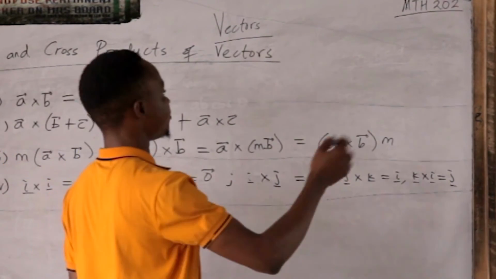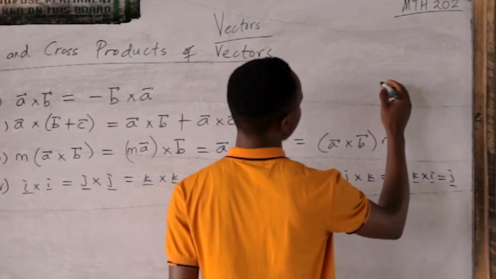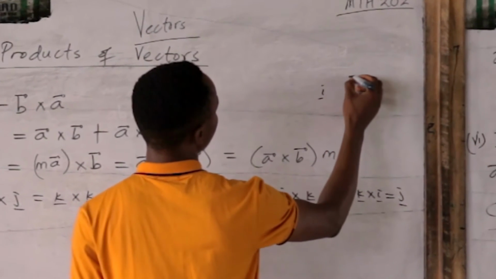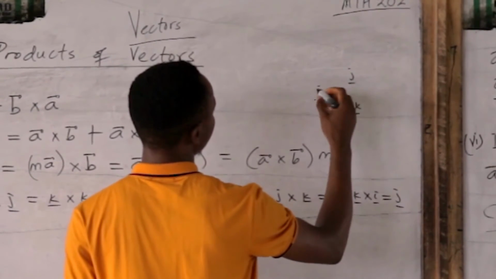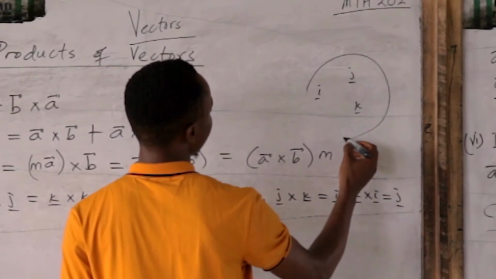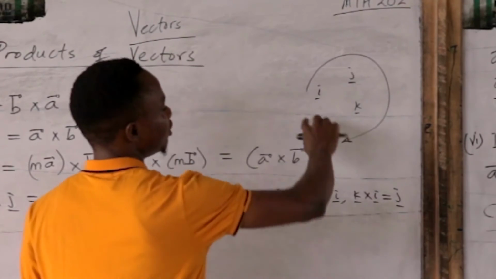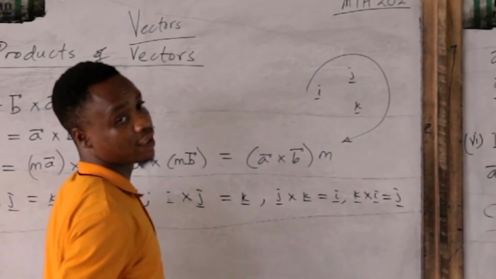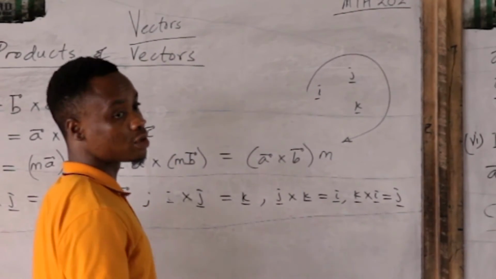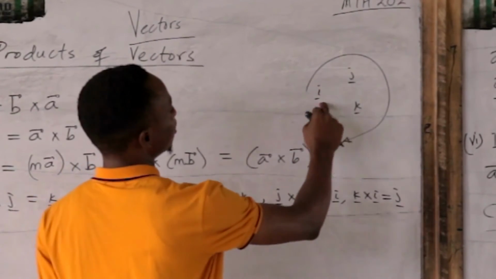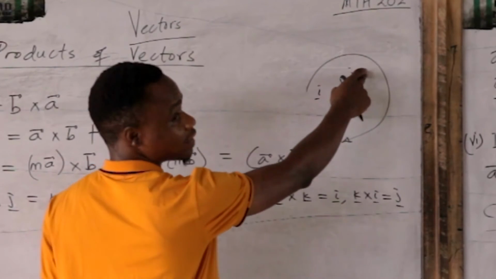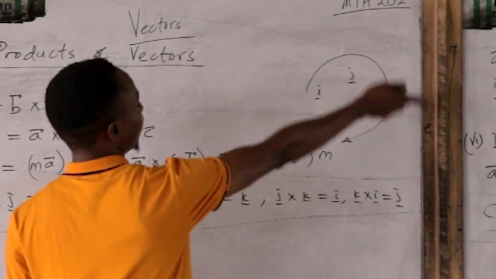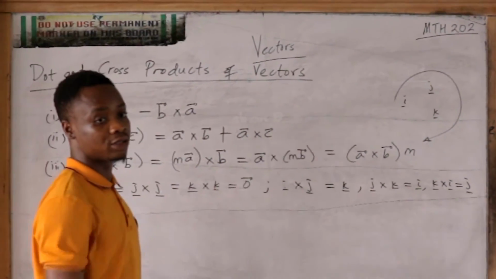So how you know that is, if you arrange them in the order i, j, k, and so far you are going in this direction and taking the cross product, you get the positive result. So i cross j is equal to k. k cross i is equal to j. j cross k is equal to i. But if you are going in the opposite direction, you get negative. Do you understand that?